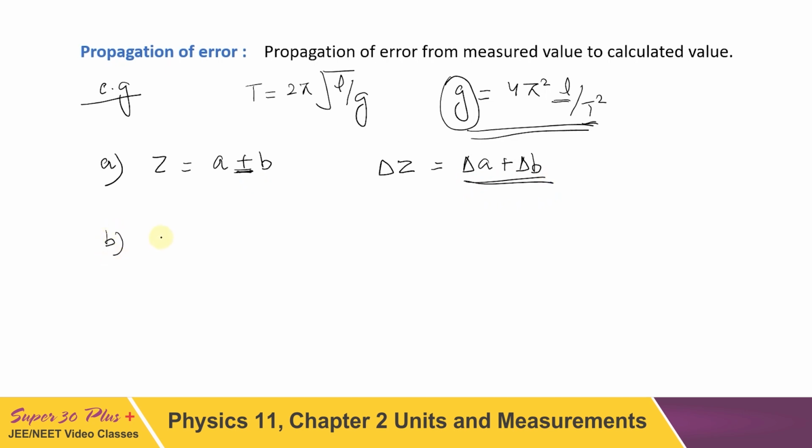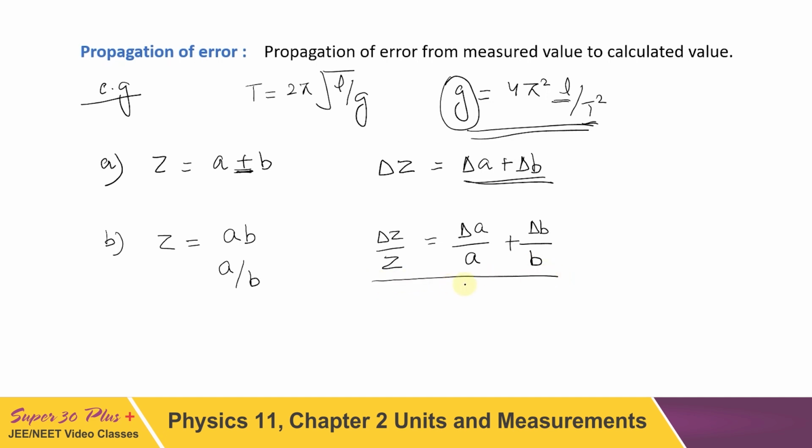Second dependence, we can think Z is equal to A multiplied with B, or it can be A divided by B. In both the cases, for these two kinds of dependence, relative error in Z has to be equal to relative error in A plus relative error in B. Do remember, if the dependence is of multiplication or division type, relative error is calculated, not the absolute error. So first you have to calculate relative error, and then with the help of the formula you can of course write absolute error if it is needed. Correctly understood?